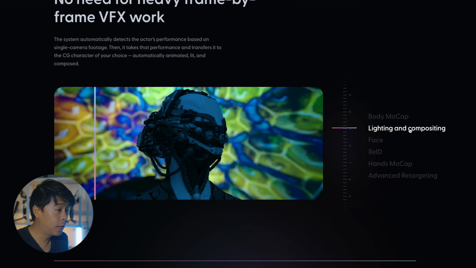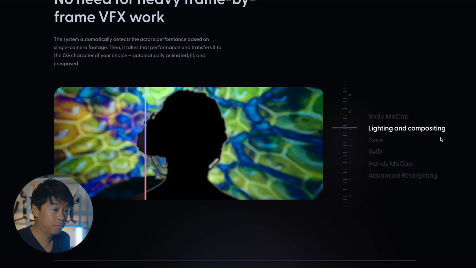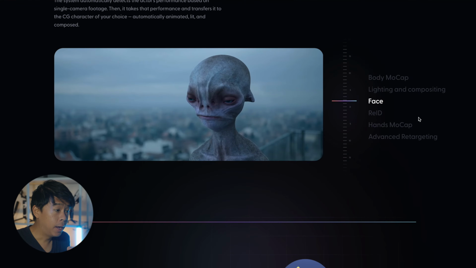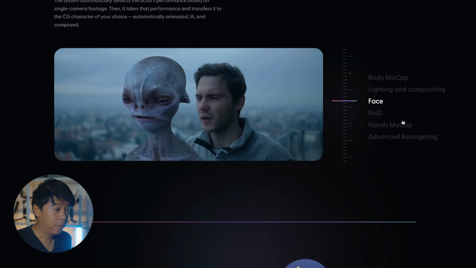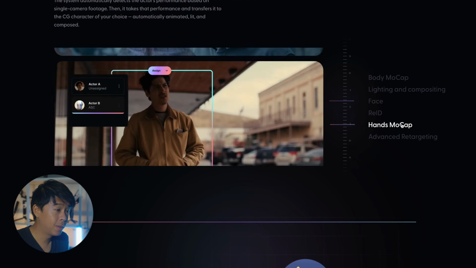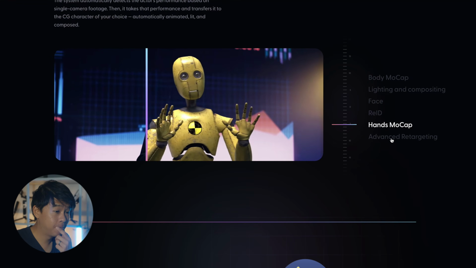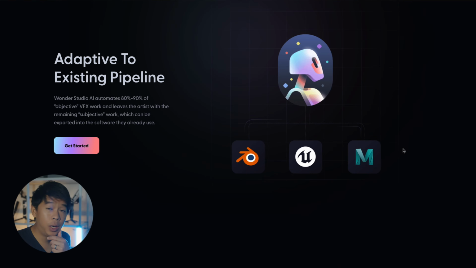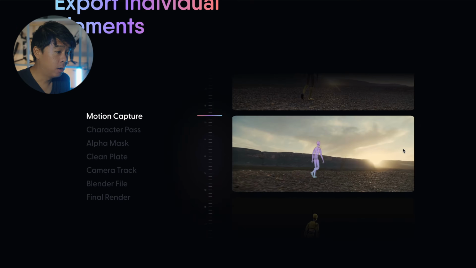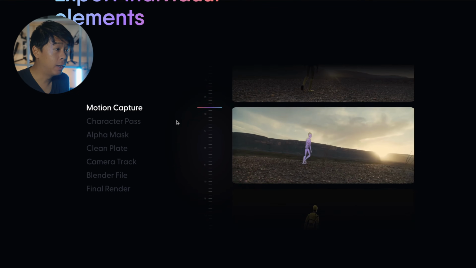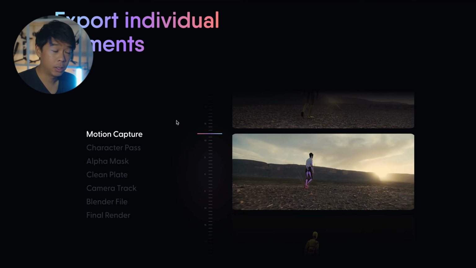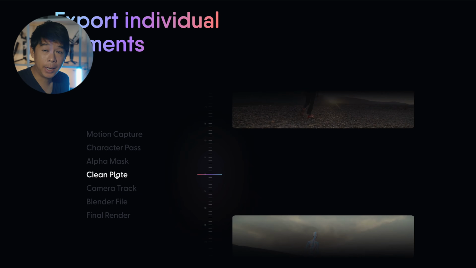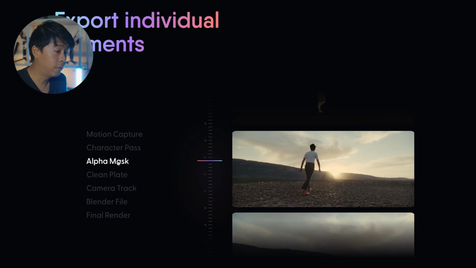The one thing about this is that it matches the lighting to the scene, which is really cool. It looks at the face and the facial expressions. It even follows the hands, and it has advanced retargeting. So pretty impressive so far. You're also able to export individual elements depending on the other software that you use. So motion capture, character pass, even a clean plate, you're able to export, or even an alpha mask.